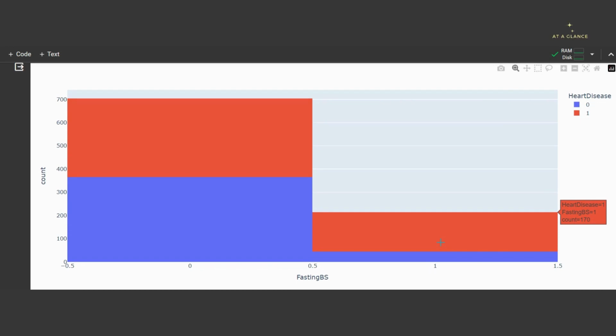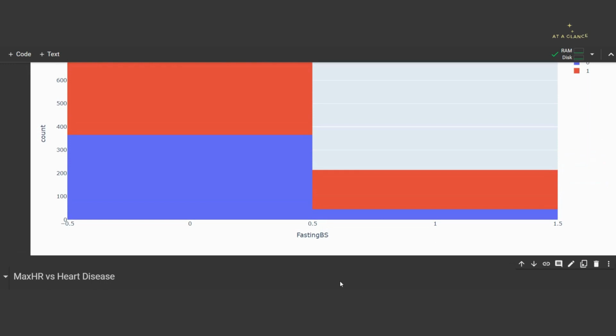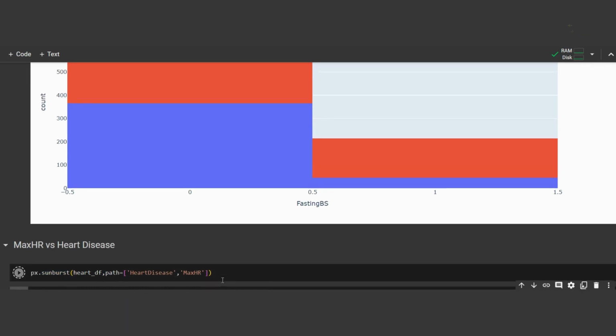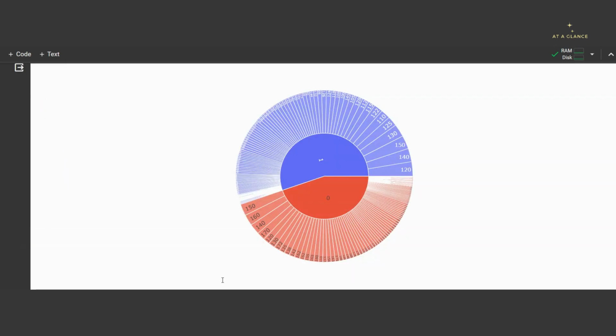So I hope it is clear. Now the next is the maximum heart rate column versus the heart disease. We are going to use the sunburst again for printing it. So let's plot it and let's see what exactly it gives.